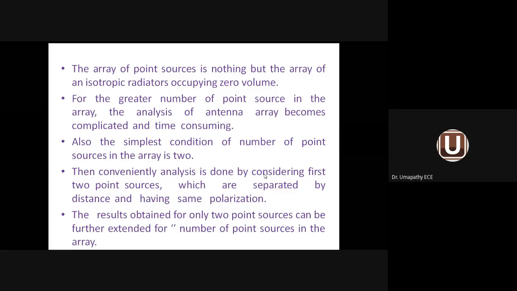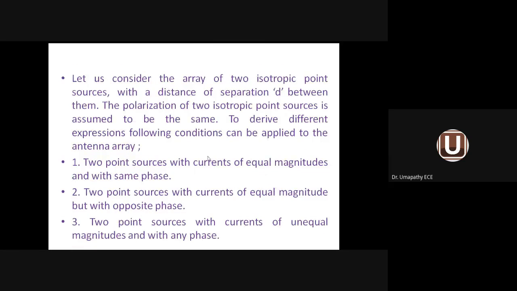So initially we go for an analysis of a 2-point element source, or 2-point antenna array. In that case, we come across 3 conditions. The first one is equal magnitude and equal phase. The second one is equal magnitude and opposite phase. The third one is unequal magnitude and any phase. For the 3 conditions, we are going to find the maxima direction.